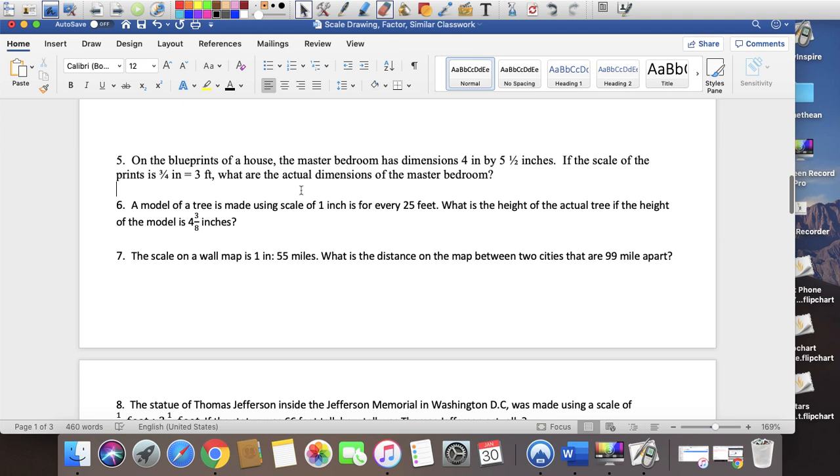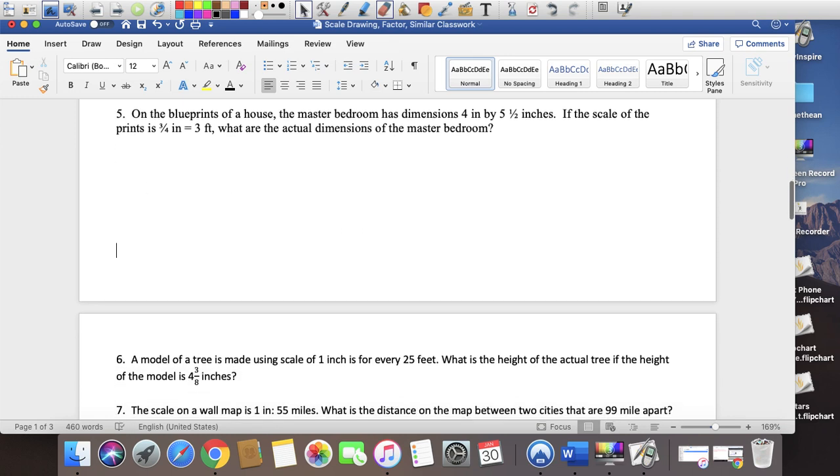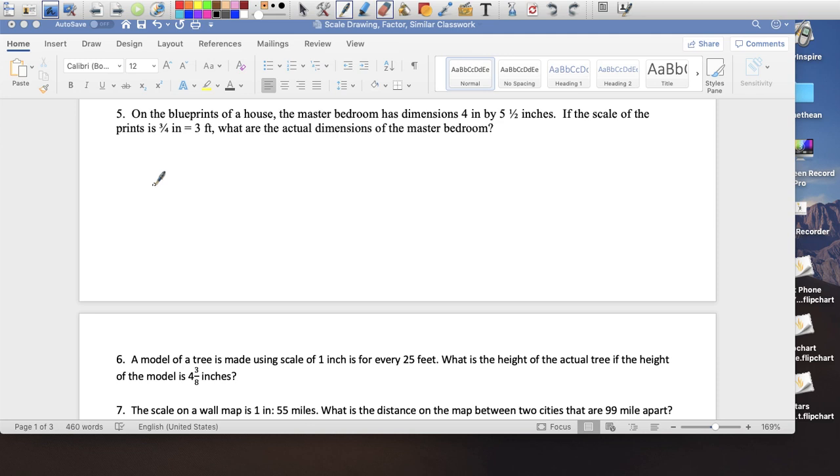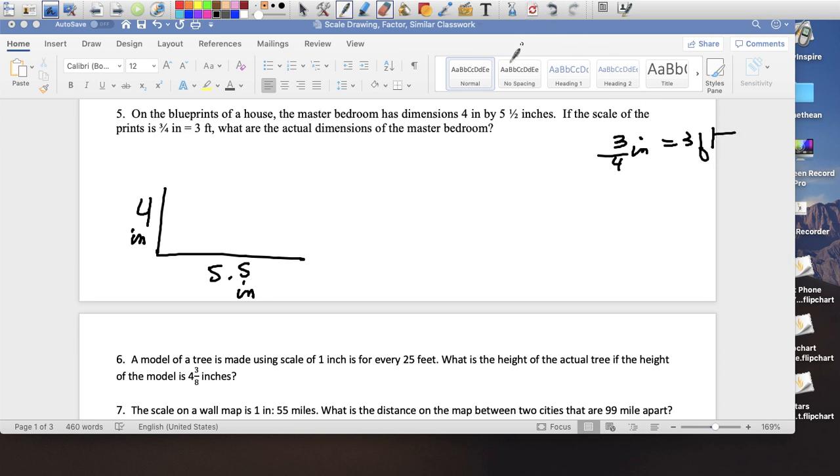5. On the blueprint, the master bedroom, okay, on the blueprint. So let's go 4 here, 5.5. If the scale is 3/4, sorry, 4 inches. But the scale here says that every 3/4 of an inch is equal to 3 feet, right? So I can actually rewrite that. What are the dimensions of the actual master bedroom?